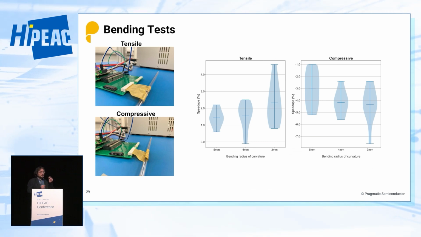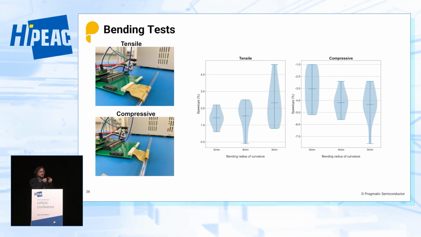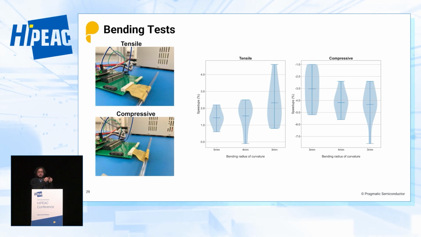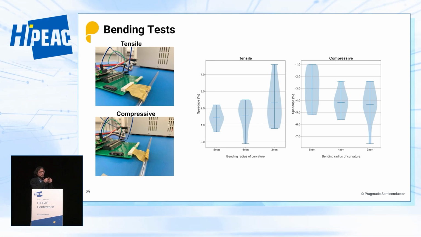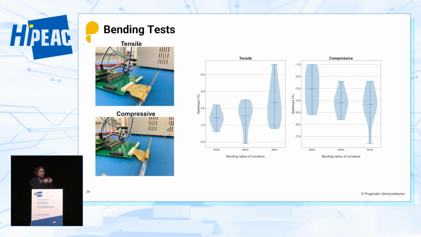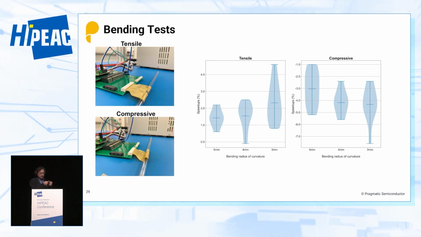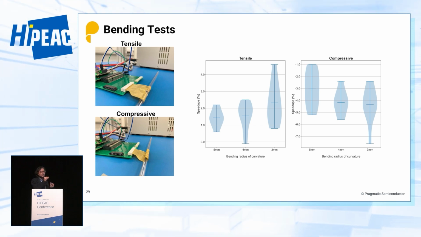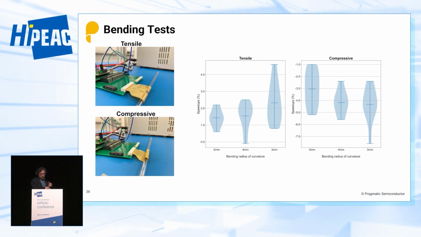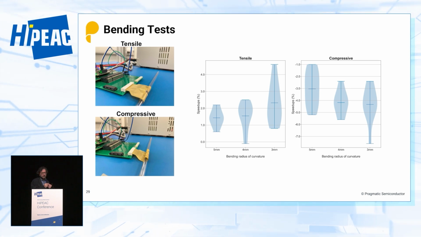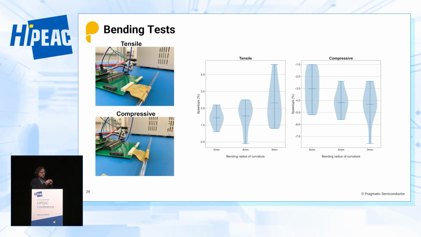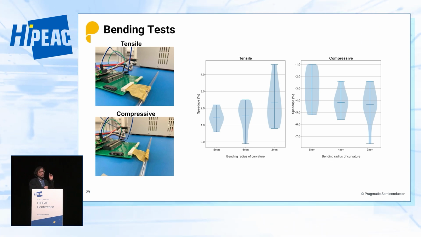For bendability tests, we use non-conductive cylinders with a different radius of curvature. So what we have done is we roll the PCB around this. You can see the picture. I have video as well. So we bend it. For example, one way is to bend it like this.